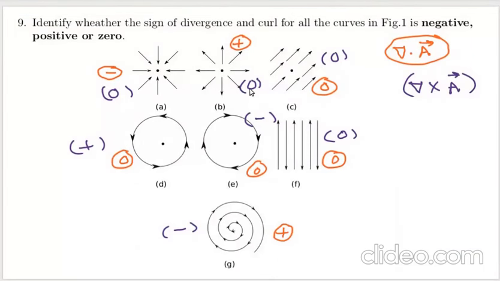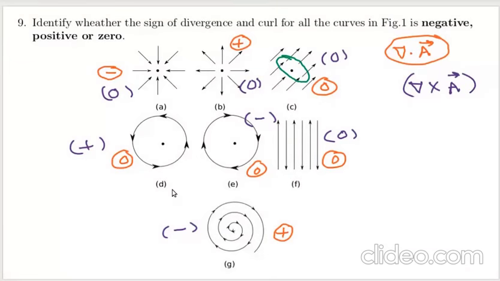In this C figure, if you consider some region, suppose I am assuming some region here, you can see that the number of field lines coming inside this region and the number of field lines going outside the region are the same. So there is no net flux coming inside or outside. So you can say that the divergence will be zero in this case.